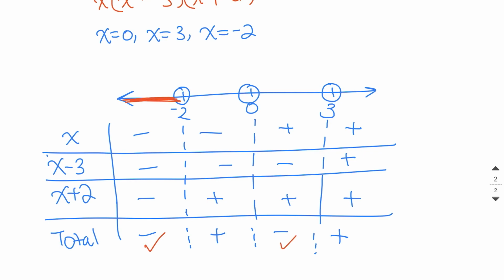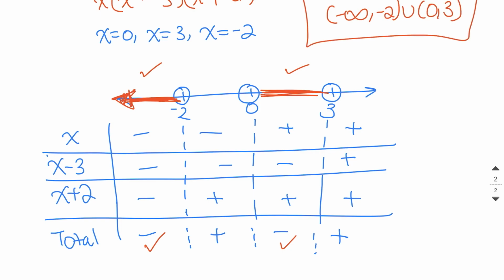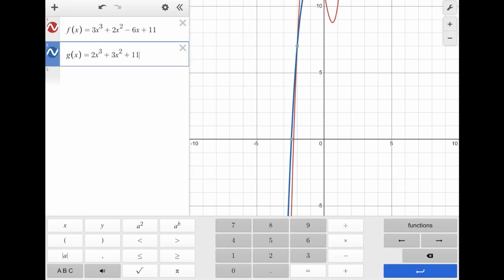So if I take a look at this, these are the spots that work. So that means that my solution is from negative infinity to negative 2 and then from 0 to 3. Nothing really new, but I just want to show you.